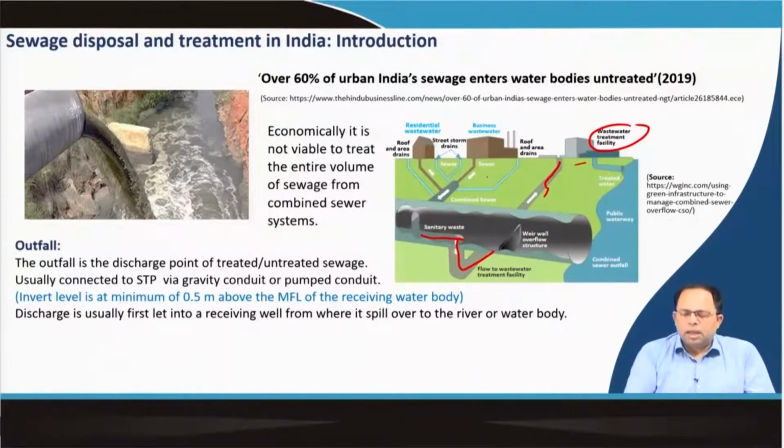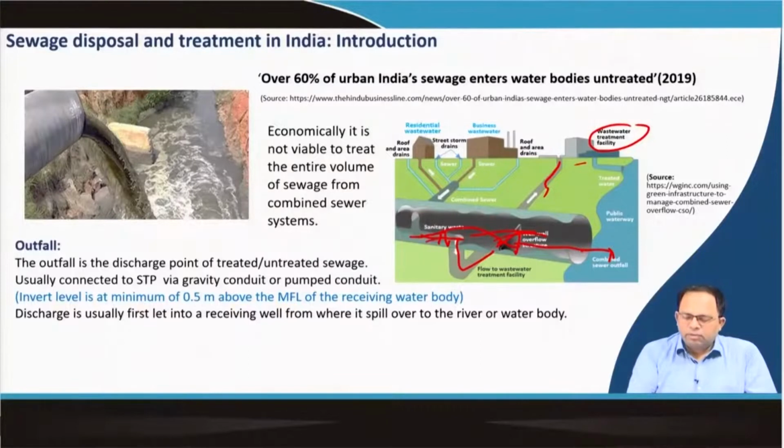The wastewater treatment facility could be even in the urban area, so maybe the treatment is done over there itself. But during the rainy season, the combined flow increases to an extent that it is too high to be treated, and then the excess moves over. That is why we have provided a jumping weir. We have already learnt how jumping weirs are designed. So the excess flow jumps over and is disposed into the river.